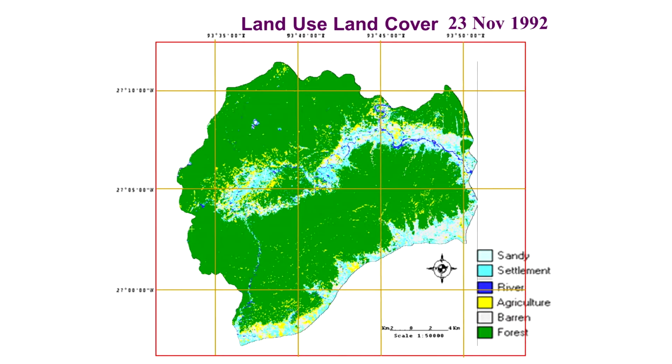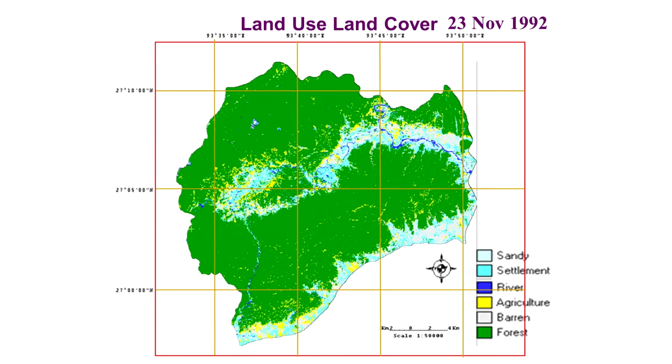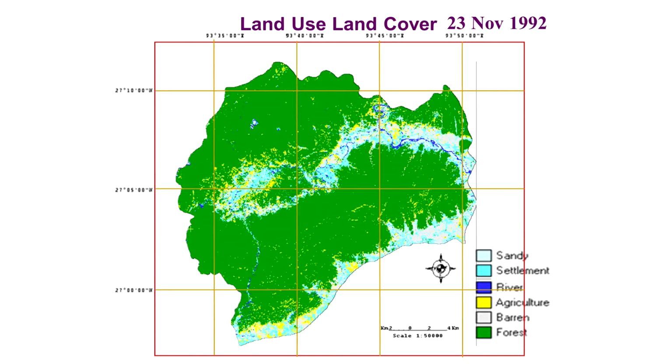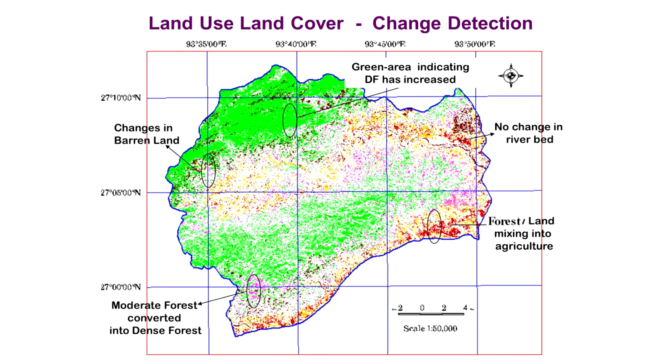As you can see here, the sandy area, the light blue is showing the settlement, deep blue is showing the river, yellow showing the agriculture area, gray showing the barren areas and green color shows the forest area. Now, this is the thematic map of change detection. That means, the land use land cover maps that we studied from 1992 to 2001, what changes have taken place.